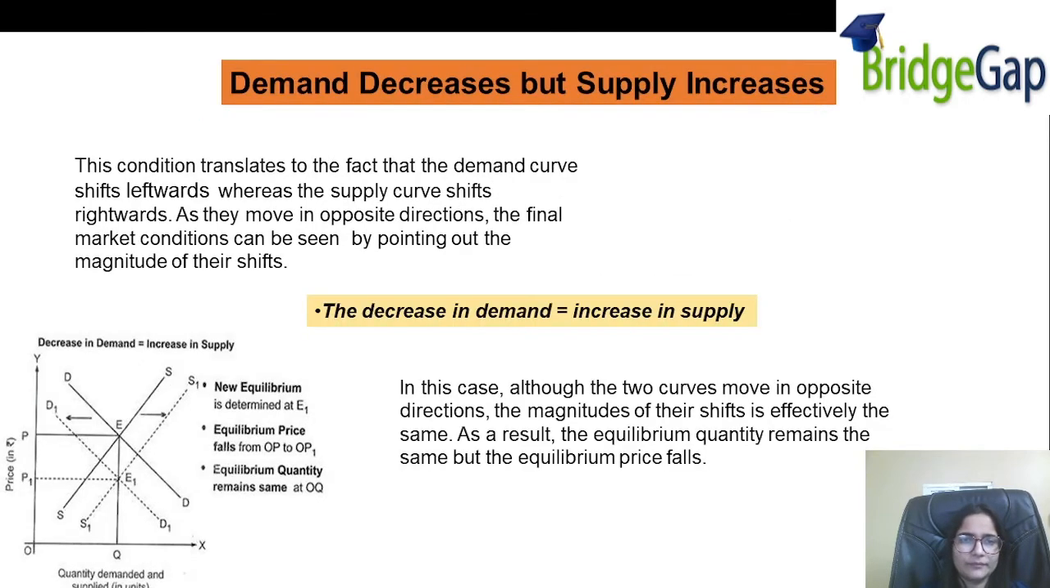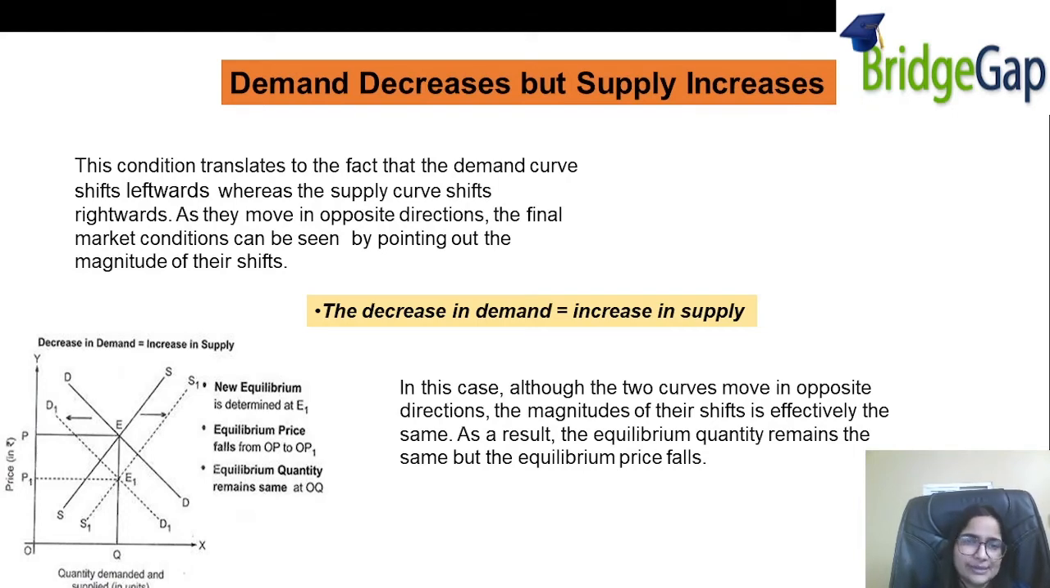Okay, now when demand decreases but supply increases, yes, this is a different situation. When there is a decrease in demand but simultaneously an increase in the supply, what are the impacts? Of course, first the magnitude of the decrease in demand and the increase in supply could be equal, or the magnitude of the decrease in demand could be greater than the increase in supply, or it could also be vice versa. So let's have a look at each situation.